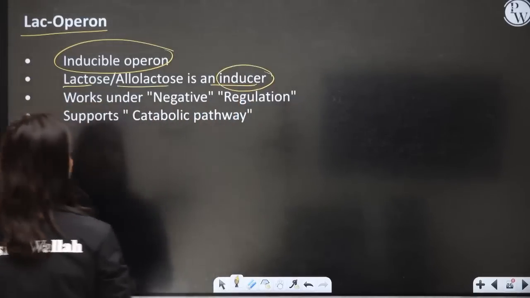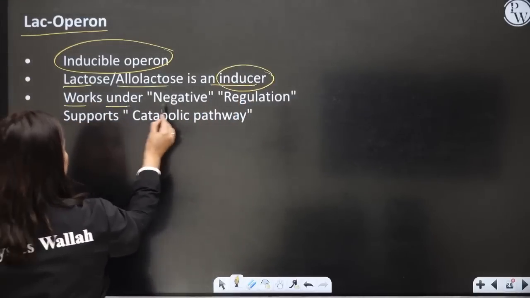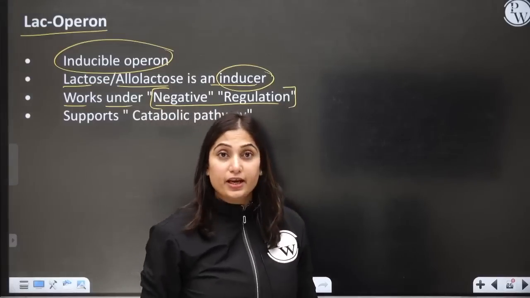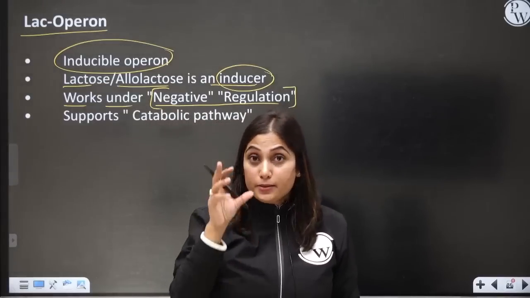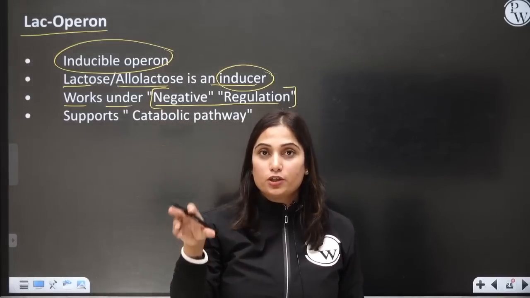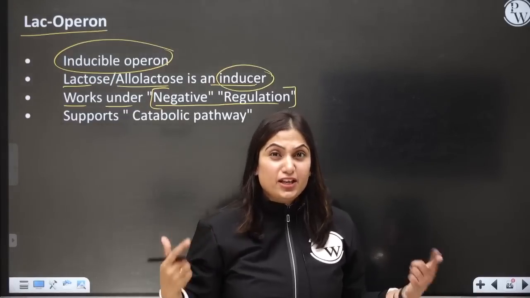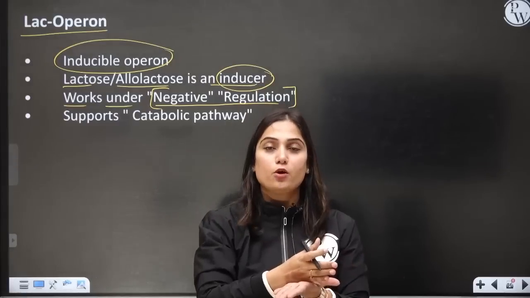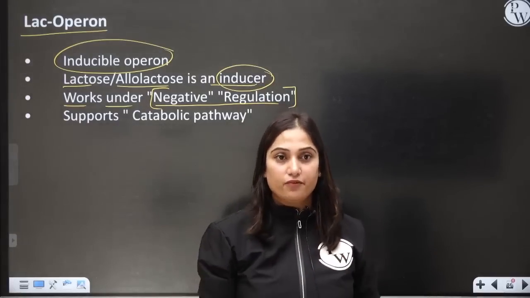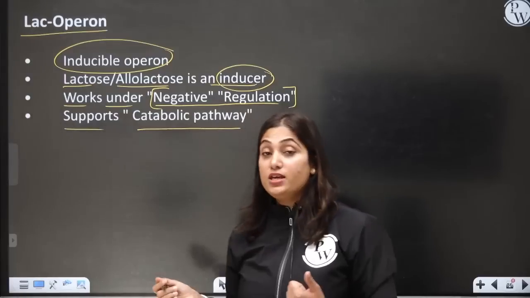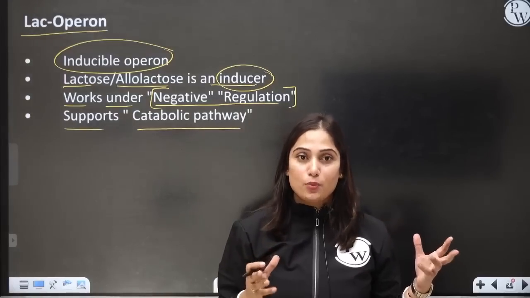Okay? And this works under negative regulation. What does that mean? This means that the regulator protein or the repressor protein formed by the I gene always has the intention to switch off the operon. This is the negative regulation. And this operon supports the catabolic pathway. That means the lactose is broken down when the operon is on.